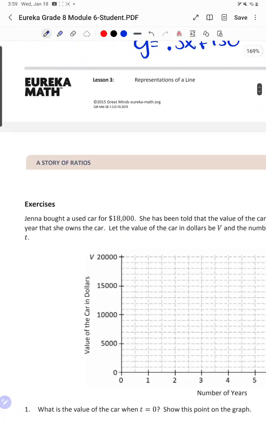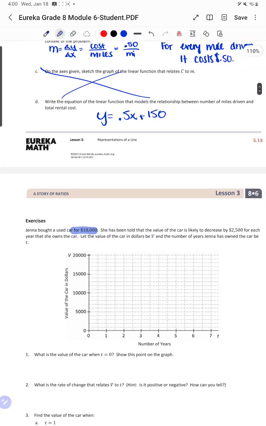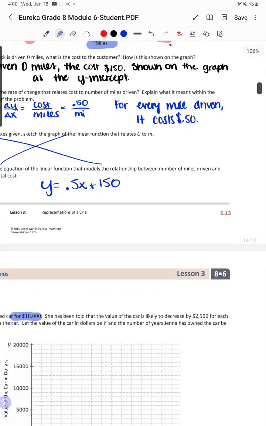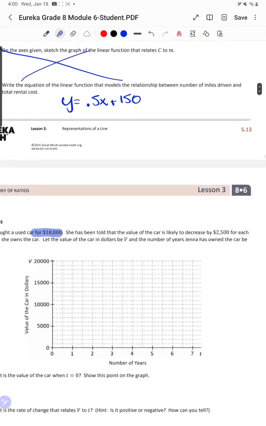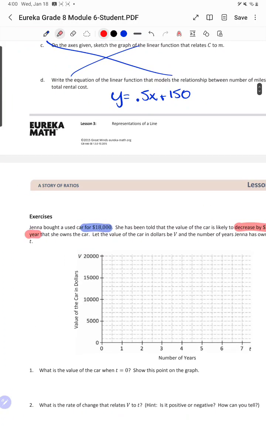Jenna bought a used car for $18,000. She is told that the value of the car is likely to decrease by $2,500 for each year that she owns the car. So I see another number right there, so I'm going to highlight it. Decrease by $2,500 for each year.